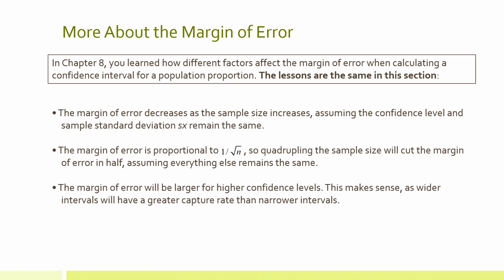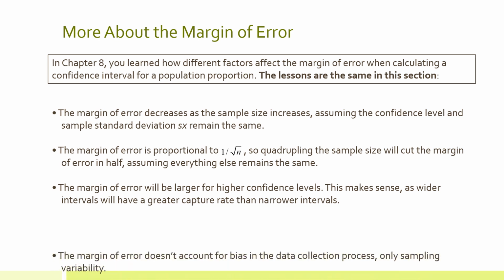And then the margin of error will be larger for higher confidence levels, right? This makes sense, as wider intervals will have a greater capture rate than narrow intervals. So if I have a higher confidence level, I have a super wide margin of error, right? That makes sense because it just captures more things.